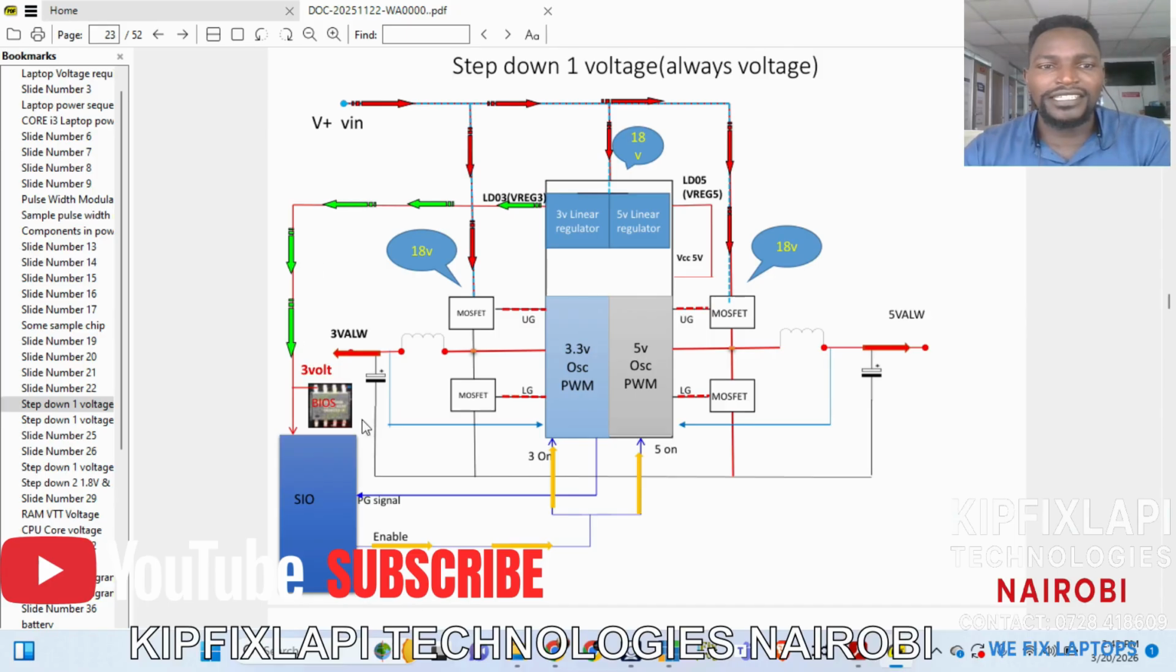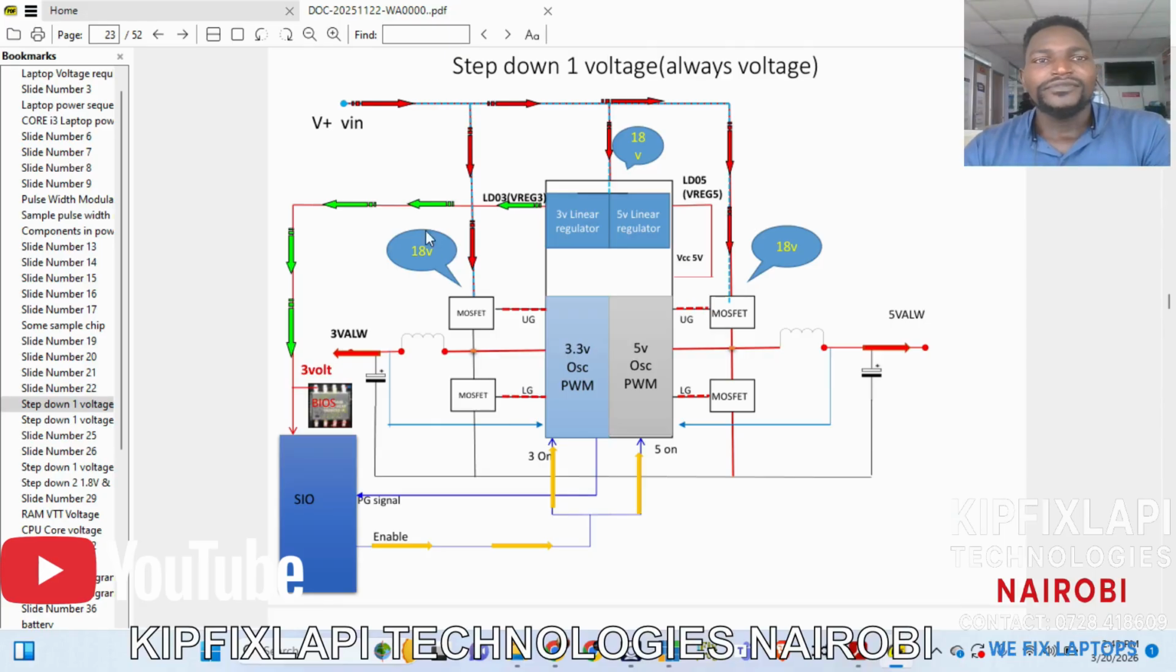So this entire circuit represents the generation of the 3.3 always on voltage and the 5.0 always on voltage. Not always, sorry, this is LDO3, sometimes called Vreg3, and LDO5, sometimes called Vreg5. But the always on voltage is a different thing. The always on voltages are these other voltages here. So let's see how these voltages are generated.